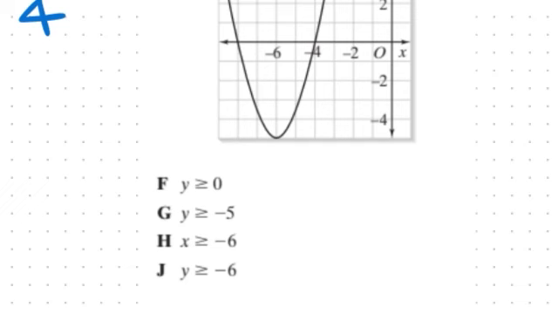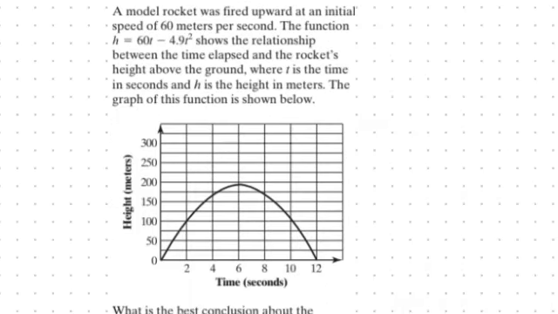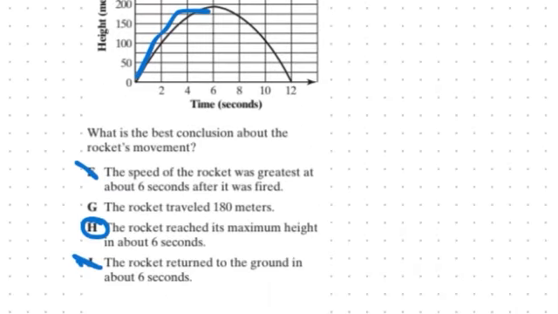Okay. Above the ground, where t is the time in seconds and h is the height in meters. The graph of the function is shown below. What is the best conclusion about the rocket's movement? The rocket did not travel 20 meters.